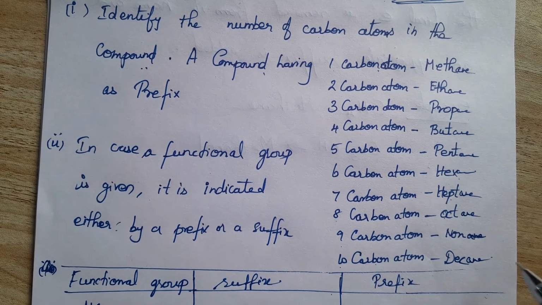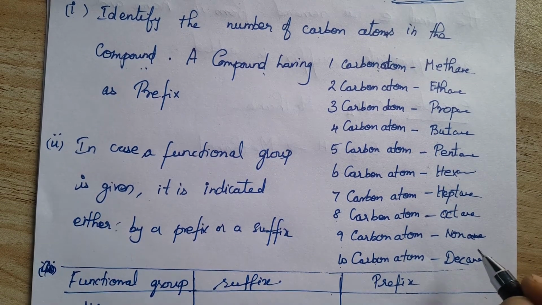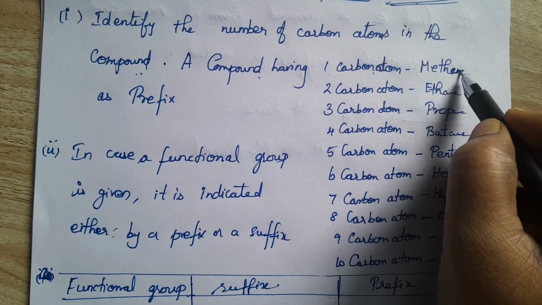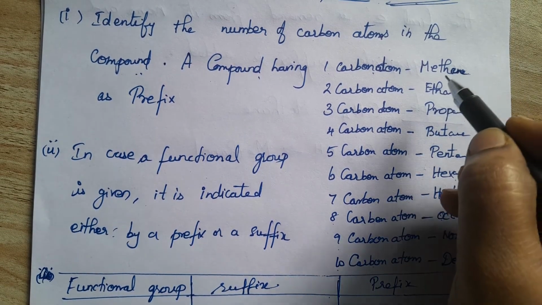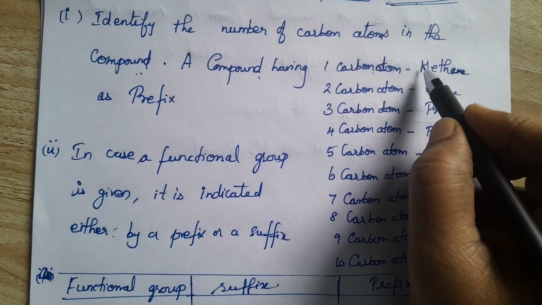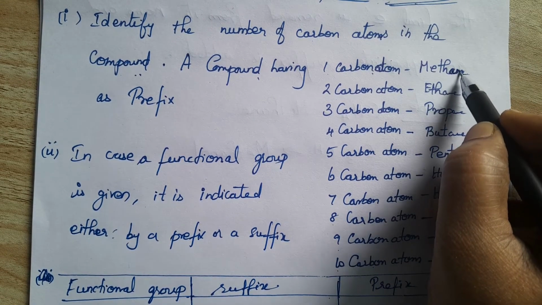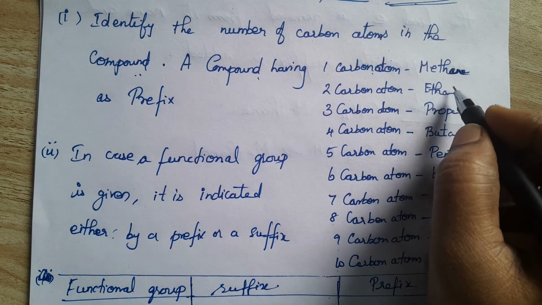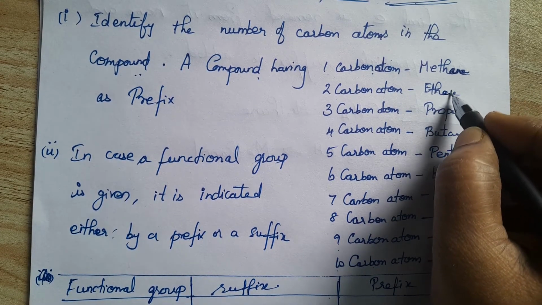decane. If it is a double bond, we will replace this ANE by ENE. Do you remember this? Alkene, ENE. Methene will not come. The ENE family, the alkene double bond family, will start with ethene, likewise.